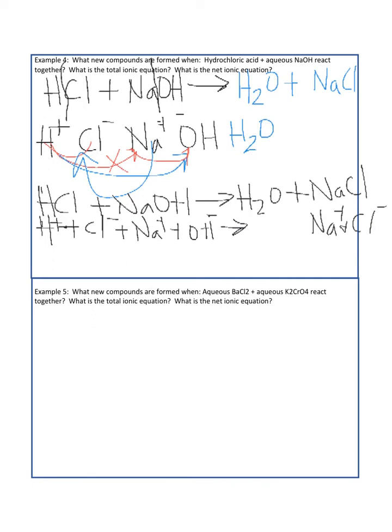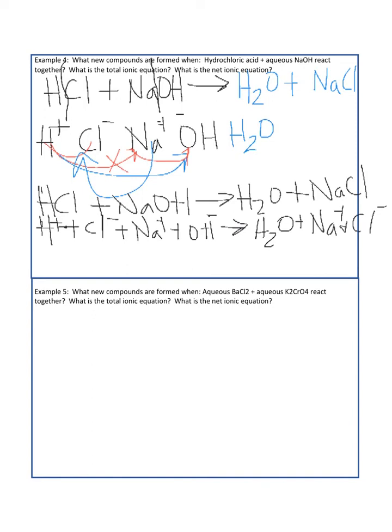Now, H2O is not a solid, right? It's water. It's liquid in this case. However, water does not break up into ions in water, right? So we don't have to worry about whether water is soluble in water because water is water. So we're going to leave the water alone, okay? H2O. This is our total ionic equation.